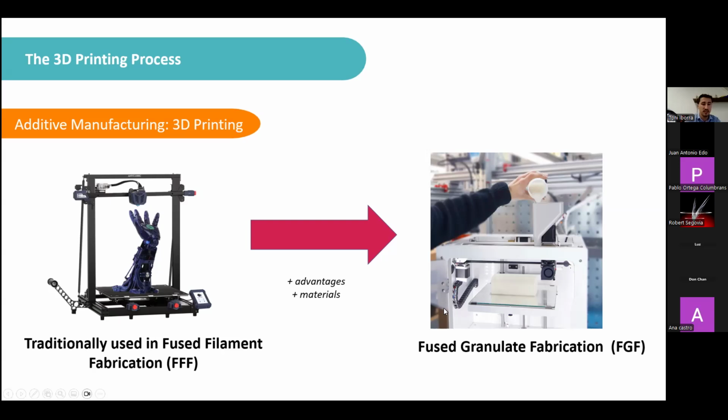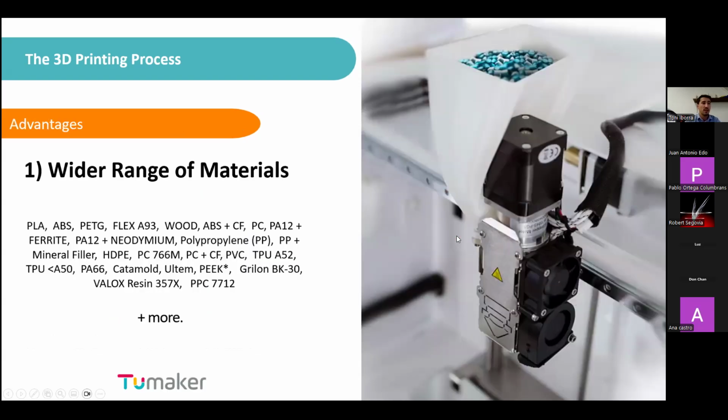So, what are the advantages of this technology, also known as fused granulate fabrication? Well, the first one and the most obvious one is the wide range of materials. That means that we can work with more materials compared to the filament 3D printing industry. Why? Because in order to produce filaments, we use pellets. We use injection molding grade pellets.